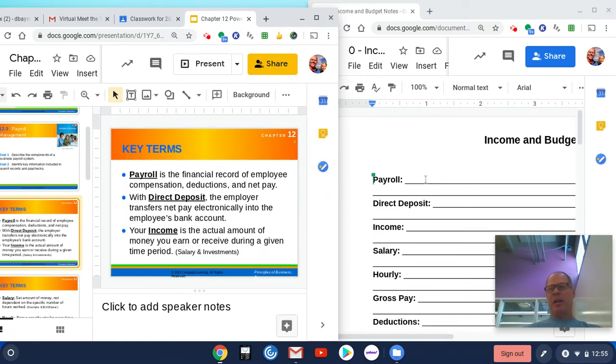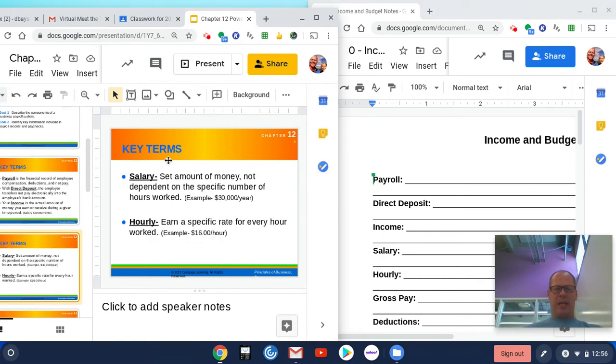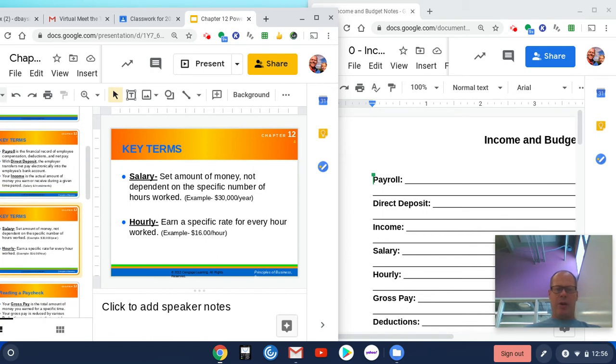And I would try to write this out in your own words. What is payroll? In your own words, what is direct deposit? And in your own words, what is income? I've already talked about salary employee and an hourly employee, and you should put those out too. And here's the definitions of those. Salary is a set amount of money, it doesn't matter how many hours you work. And again, hourly is you get so much per hour.